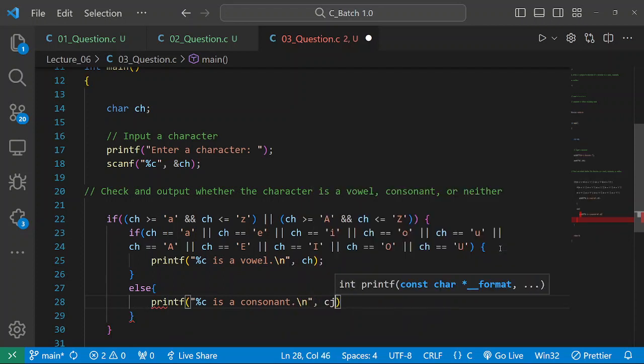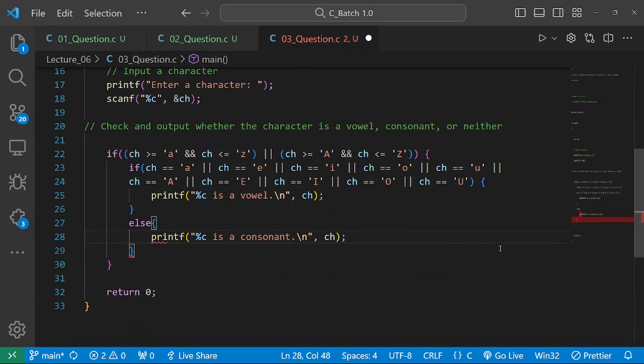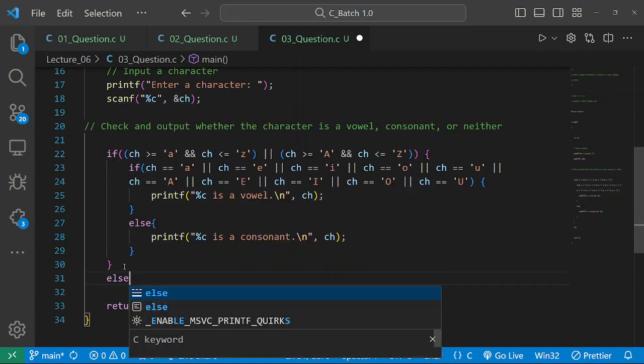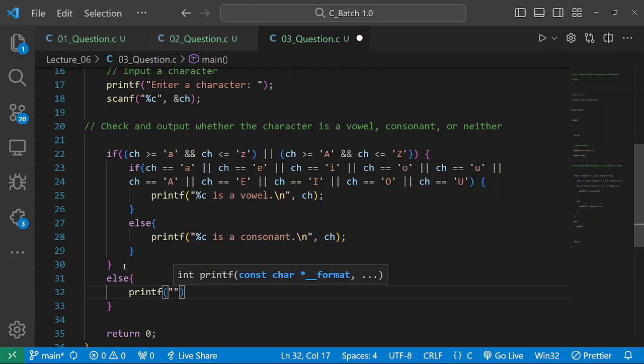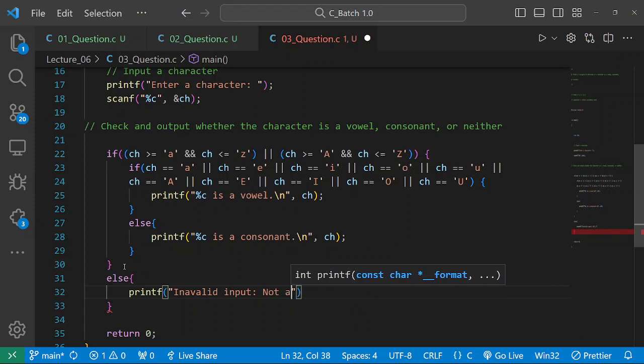Here again ch. See, if you understand what the exact question is telling, you can answer it properly. So I can also add here another else, and in that else I am going to write printf "Invalid input, not a letter". There are only 26 letters as we know, but someone may enter a number or anything else, so we can write it in that way.